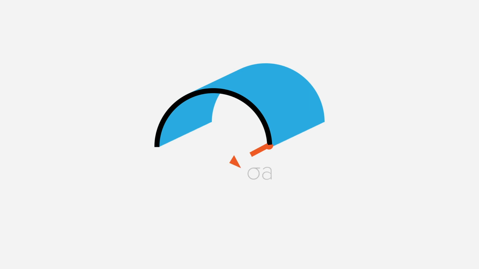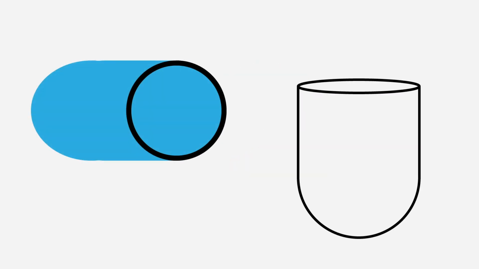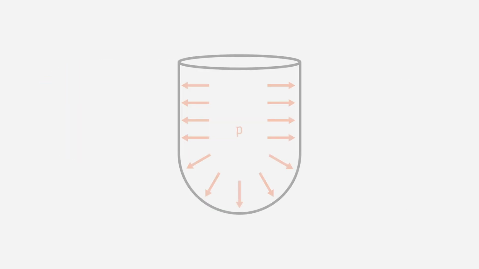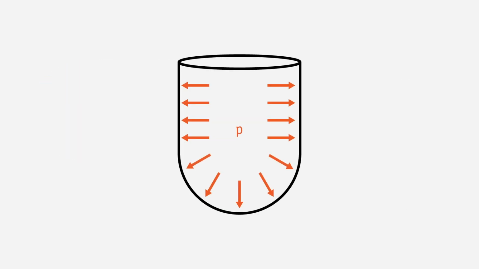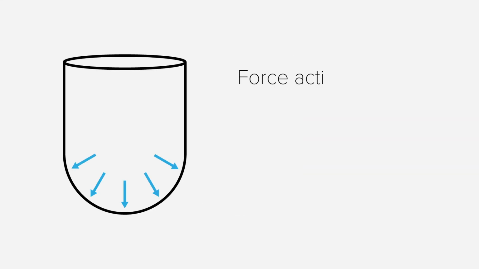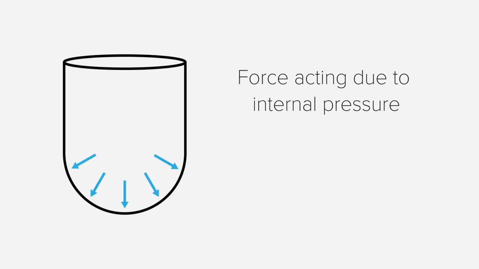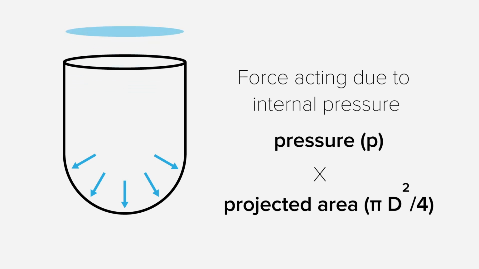Axial stress is set up parallel to the axis of the cylinder. Consider the cross-section of a thin cylinder as shown. The internal pressure acting perpendicular to the walls of the cylinder doesn't contribute to the axial stress. Hence, the pressure acting on the end of the cylinder contributes to the axial stress. So, the force acting on the end of the cylinder due to internal pressure is given by pressure times the projected area, which is the area of the circle.